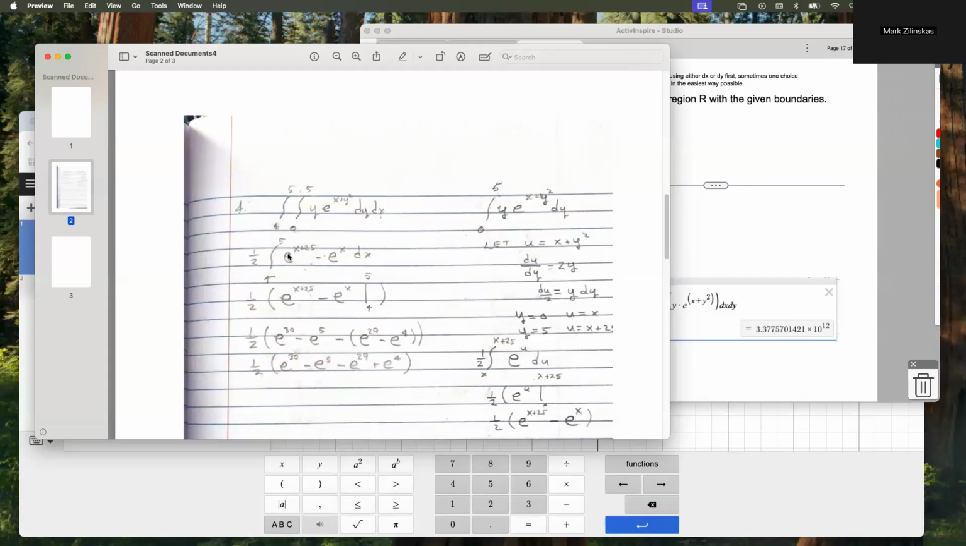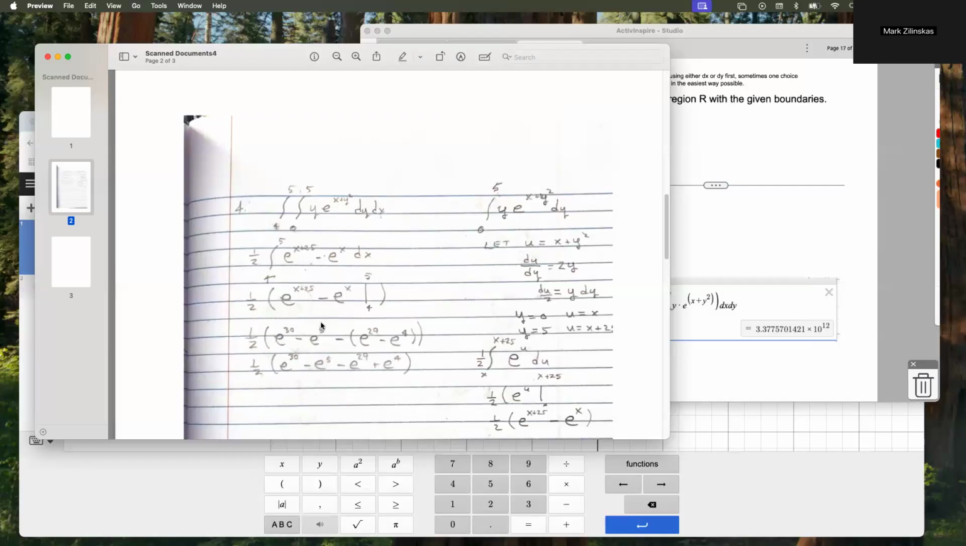Because the derivative of the exponent in e to the x plus 25 is just 1, I don't need to use substitution there. The antiderivative is just going to be e to the x plus 25, and the antiderivative of e to the x is e to the x. So all I need to do is evaluate both of those expressions at 5 and 4. So that's all I did.